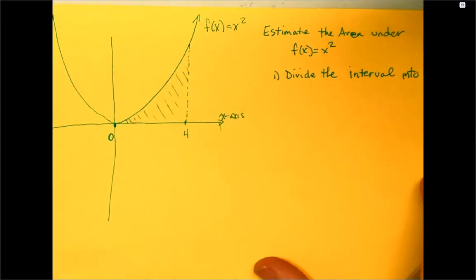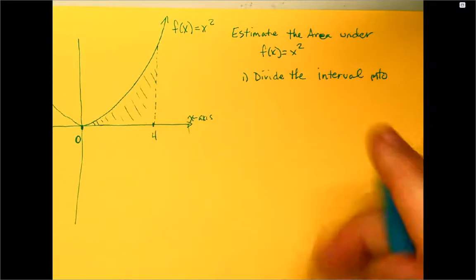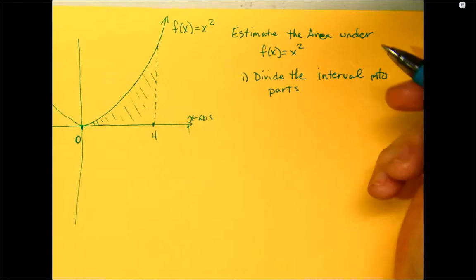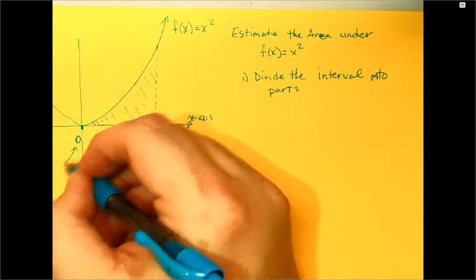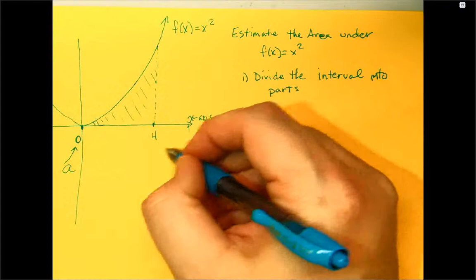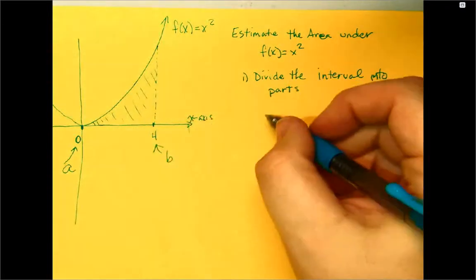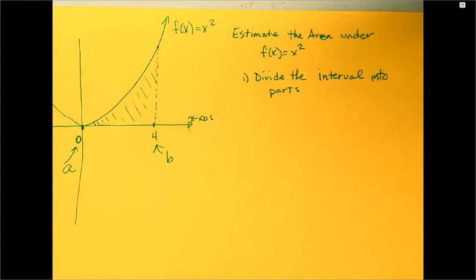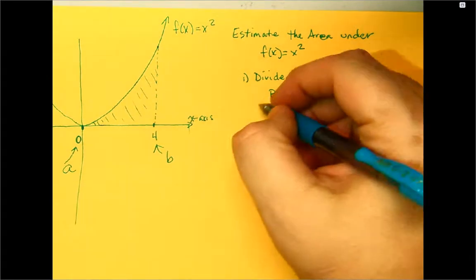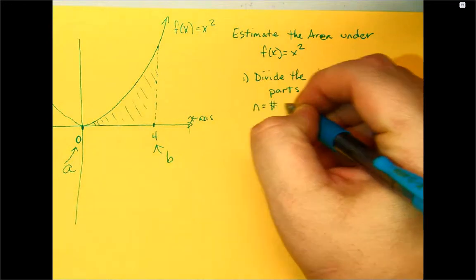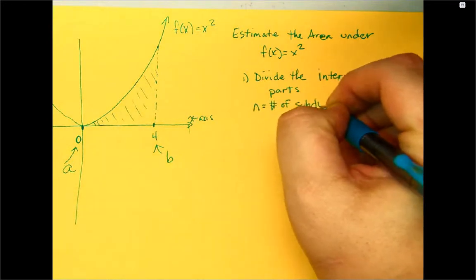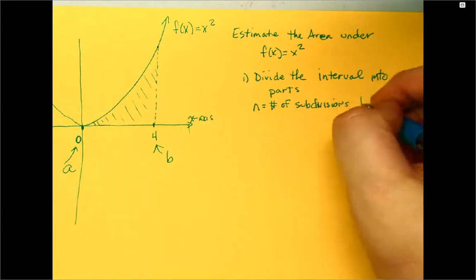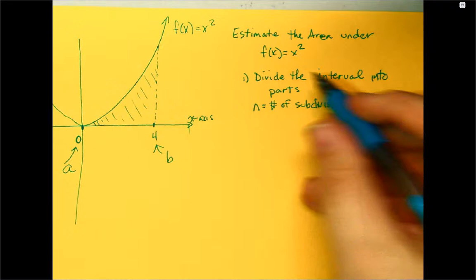First thing we're going to do is divide the interval into parts. Now the interval is going to start here at A, and it's going to go here to B. And we have to decide how many subdivisions that we want. So I'm going to say n is equal to the number of subdivisions between A and B.